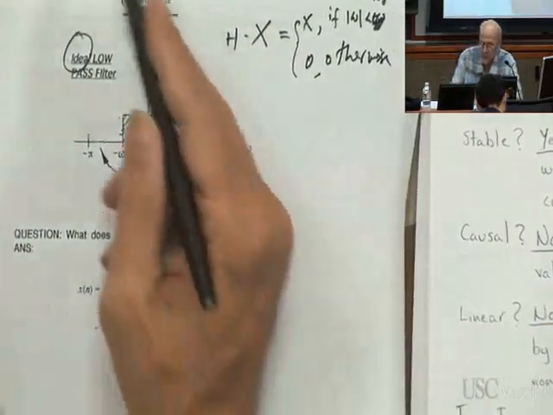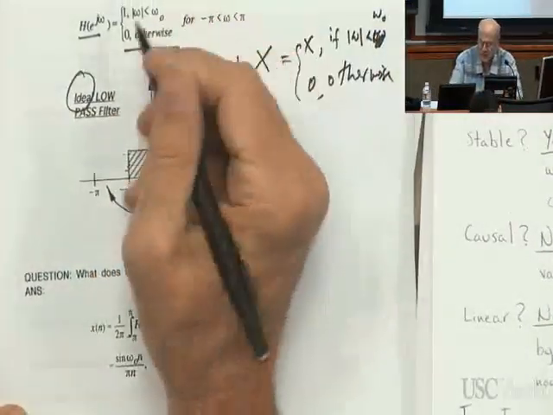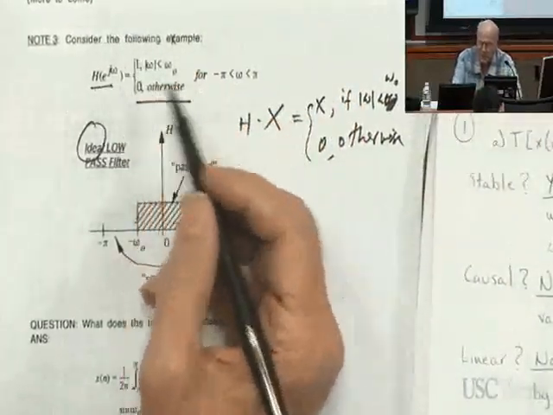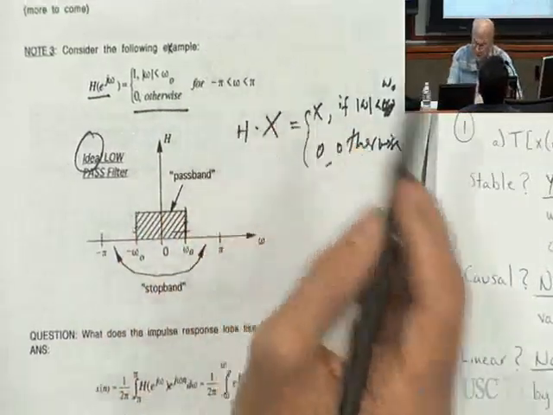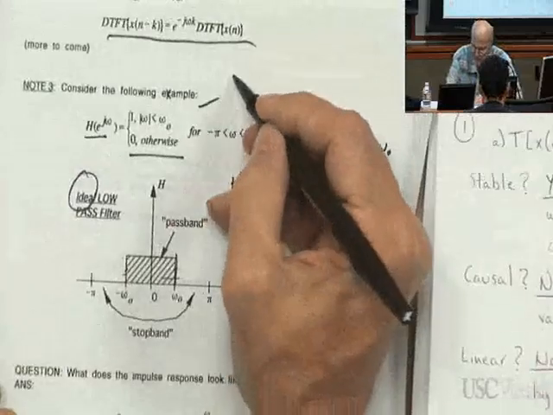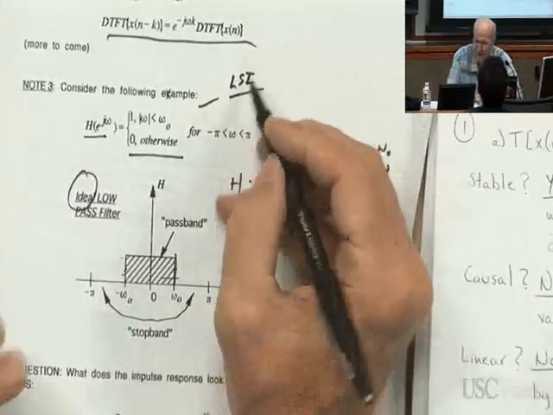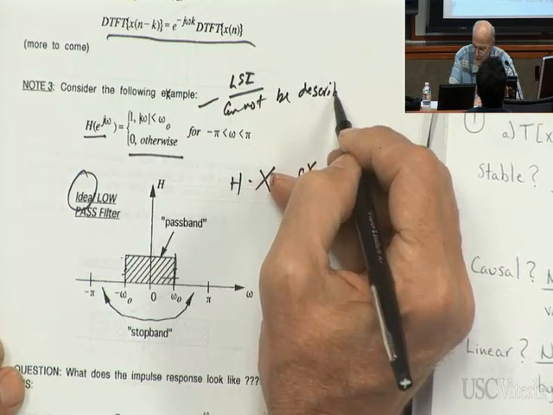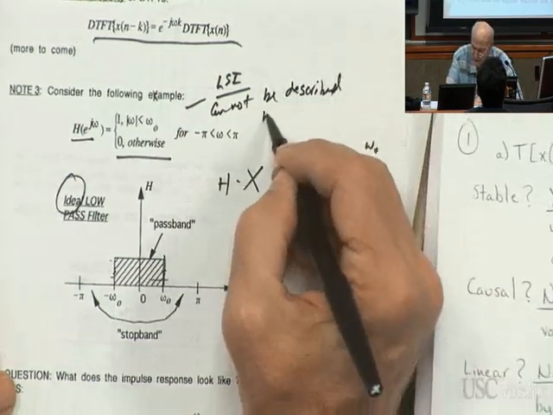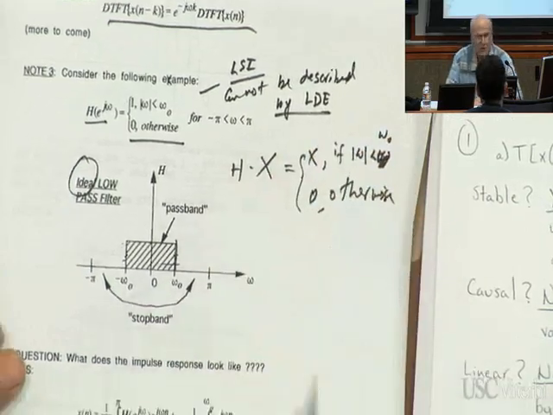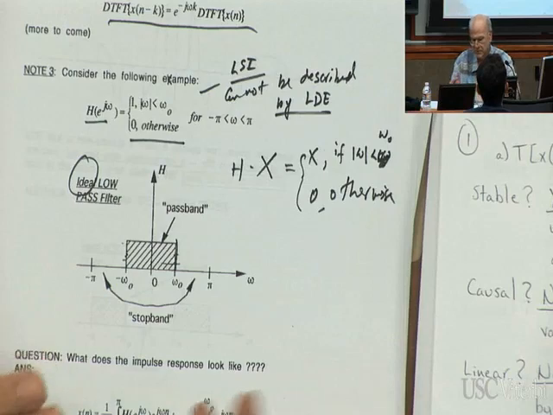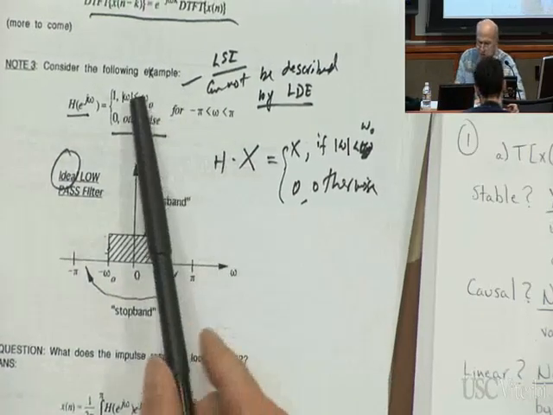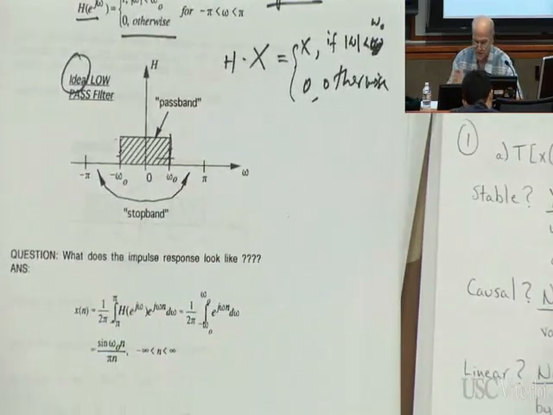Now, one question about this is that it's a very unusual low-pass filter. It does define a linear shift invariant system, but it cannot, I repeat, cannot be described by a linear difference equation. No linear difference equation will define this. We'll see that later too as we talk more about these filters. But this is a very unusual filter in that sense.